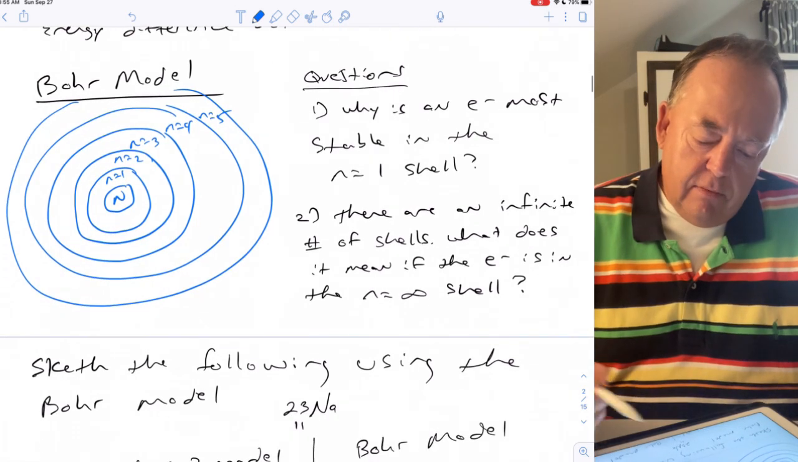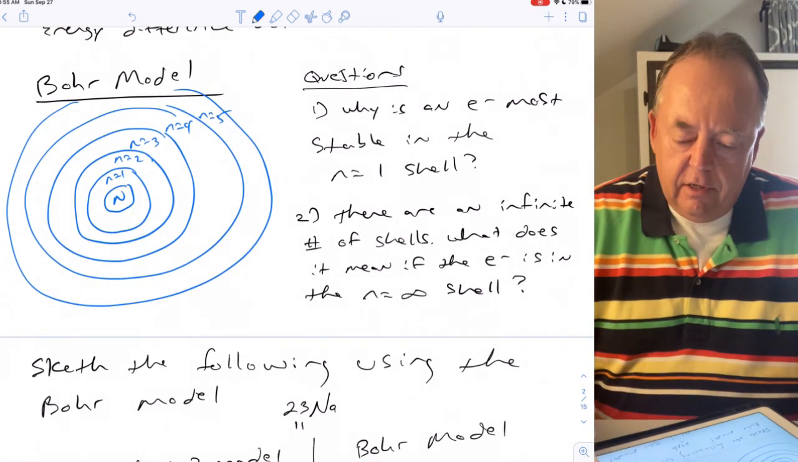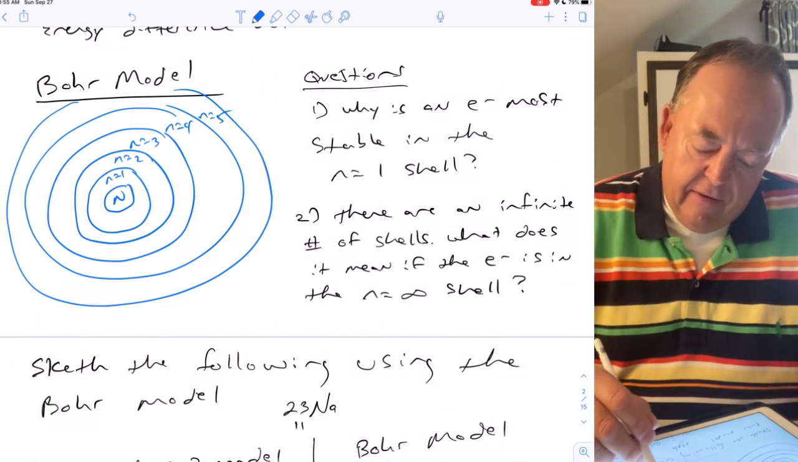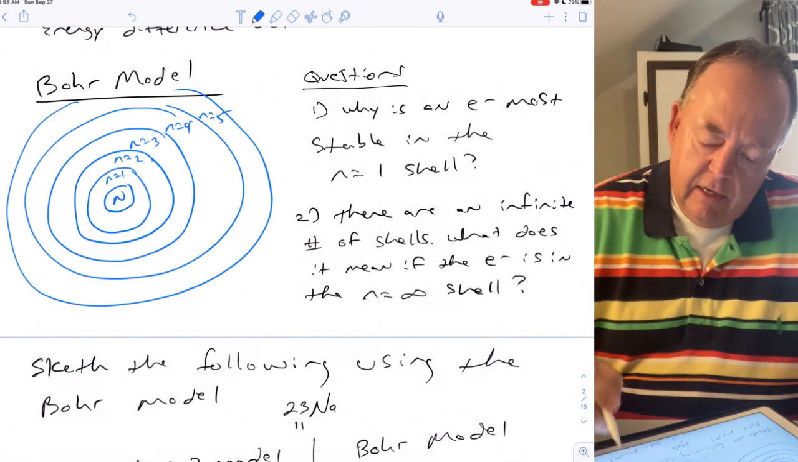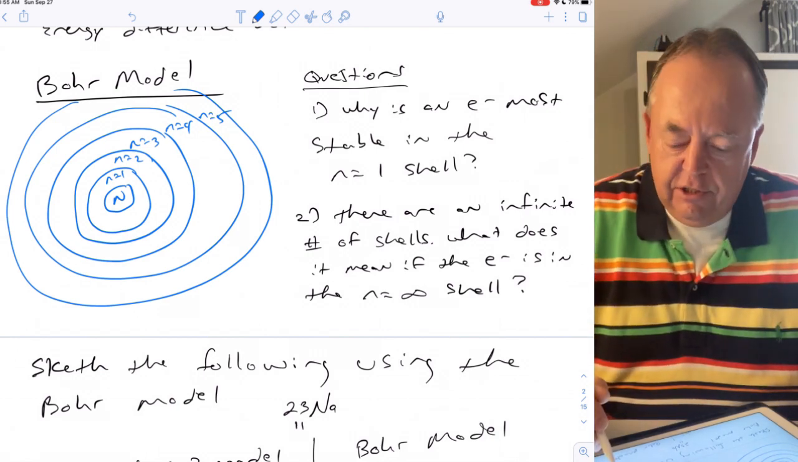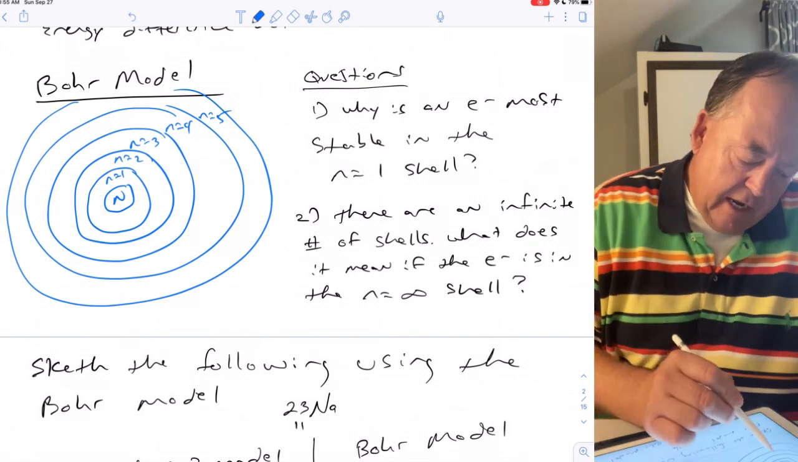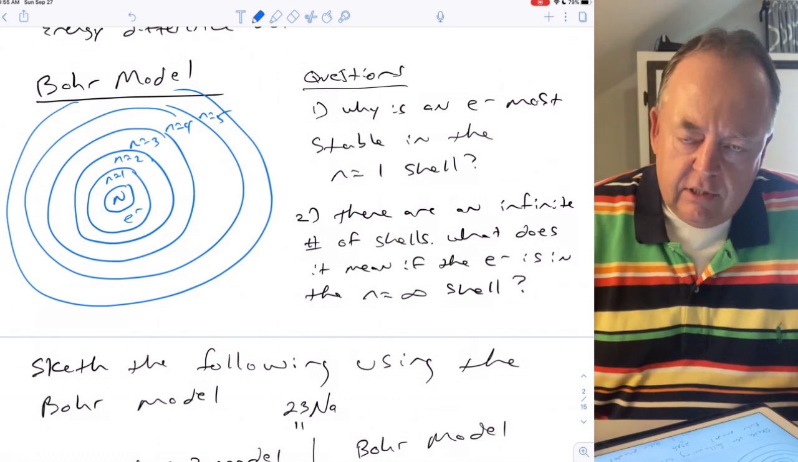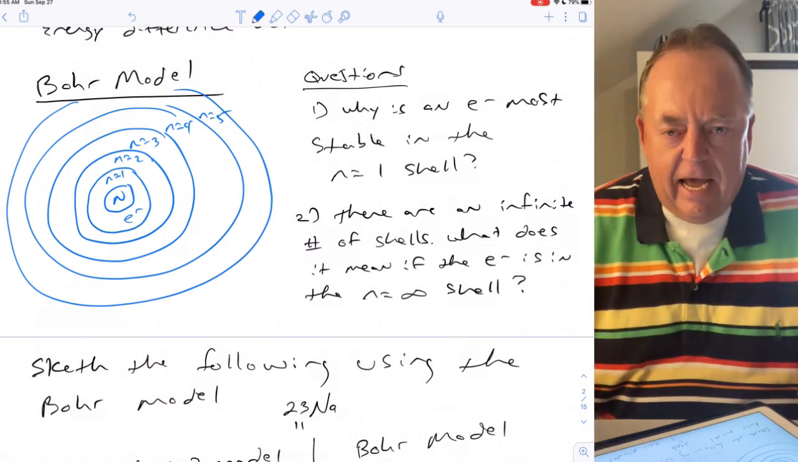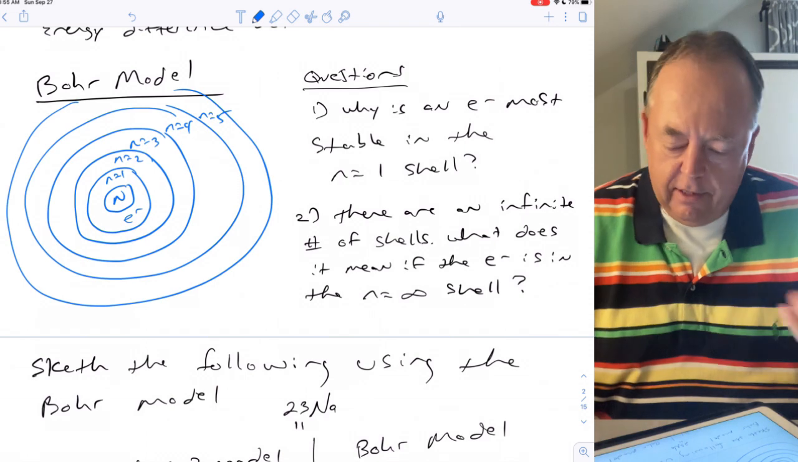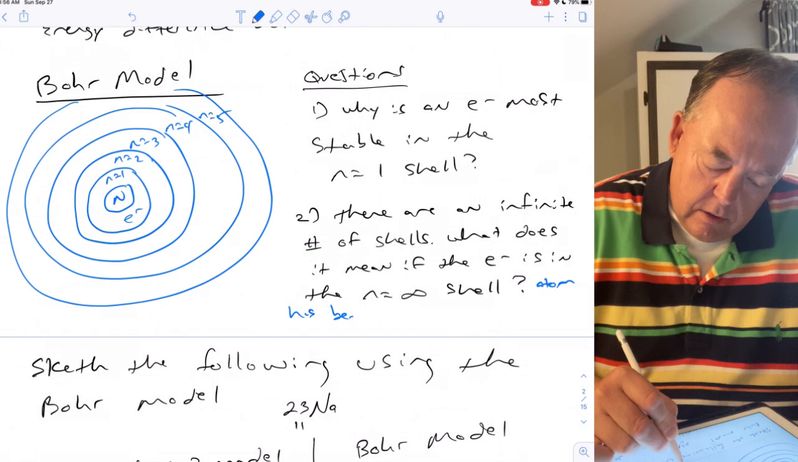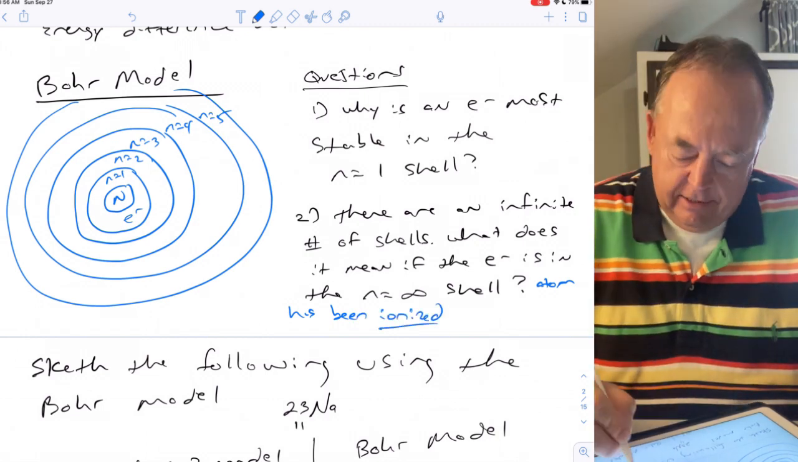Okay, so why is an electron most stable in the n=1 shell? We answered that because it's closest to the nucleus, which is where the protons are at. There are an infinite number of shells, so what does it mean if the electron is in the n=infinity shell? If you had an electron in the first shell and then moved it to the n=infinity shell, it basically means the atom does not have that electron anymore, right? It means the atom has been ionized.